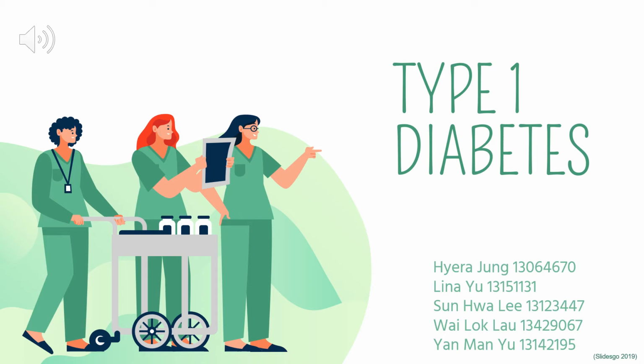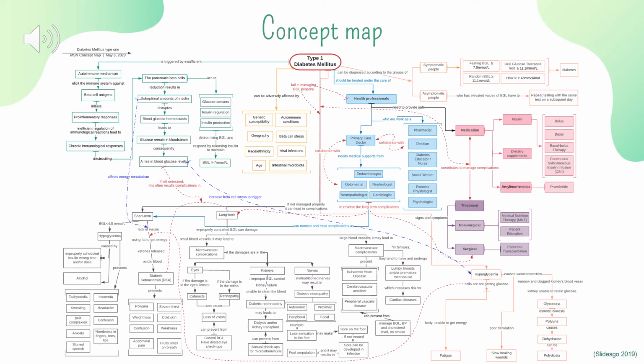Type 1 diabetes is a lifelong variation of the disease that typically takes hold in childhood or adolescence. Today, our group is going to talk about type 1 diabetes. This is the concept map of type 1 diabetes. You can find pathophysiology, risk factors, signs and symptoms, complications, and clinical treatment. We will discuss further information from the following slides. Here now is Kat to start with pathophysiology.